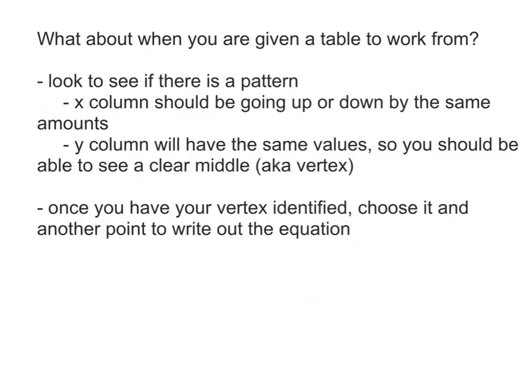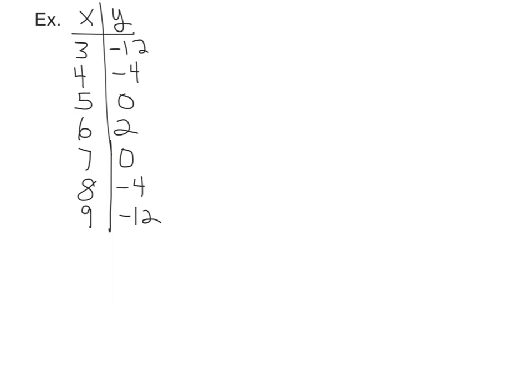All right, now what about when you're given a table to work from? So we need to look to see if there's a pattern. The x column should be going up or down by the same amounts, and the y column will have the same values, so you should be able to see a clear middle, which is the vertex. Once you have your vertex identified, choose it and another point to write out the equation like we did in the last couple examples. Okay, so here's the table.